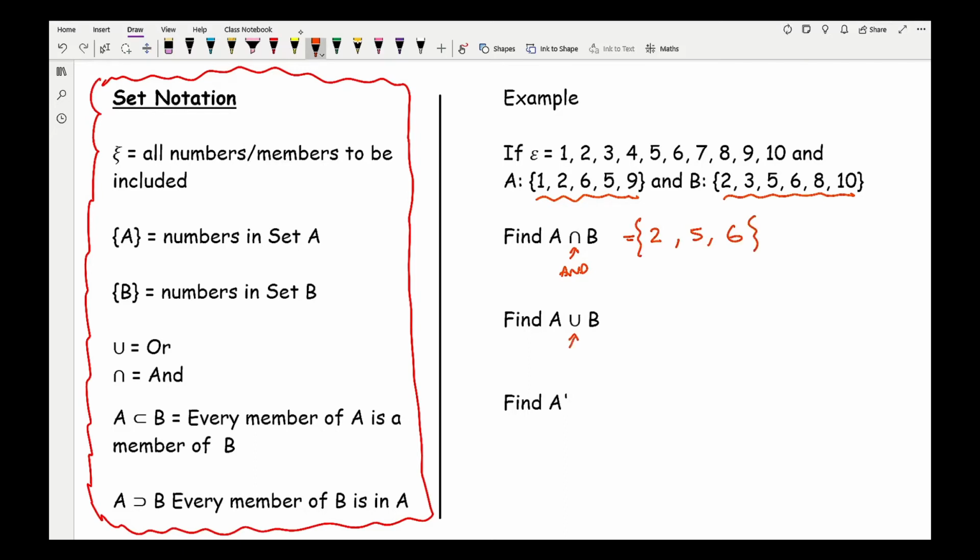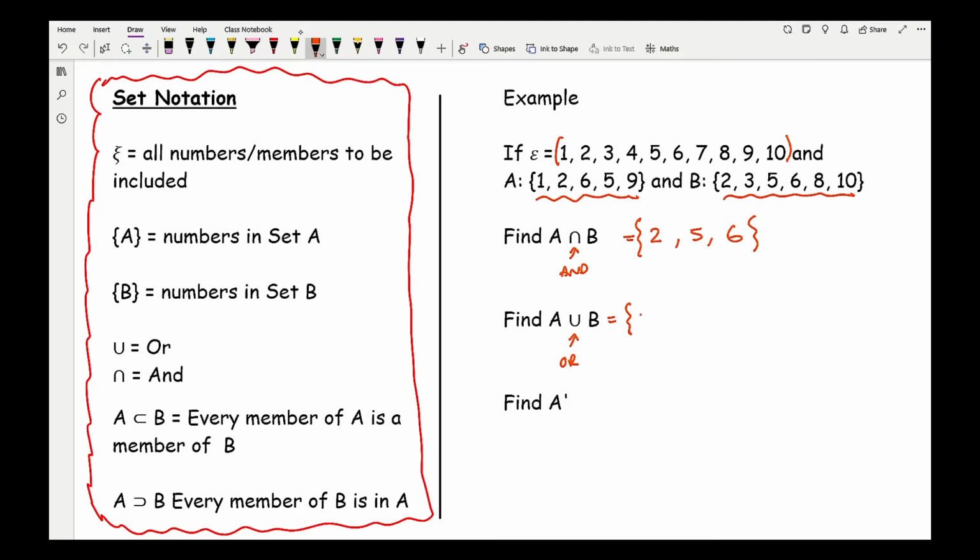Now this little U symbol basically means or, and what I need to do is write down the numbers that are either in group A or group B, or they could be in both, but I'm just going to write them down once. So looking at this, I'm looking for the numbers from my data set, which are the numbers 1 to 10, writing down the numbers that are in A or B.